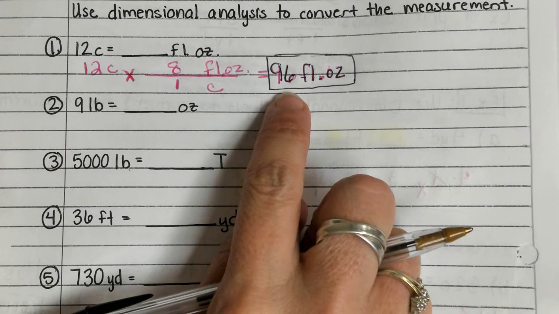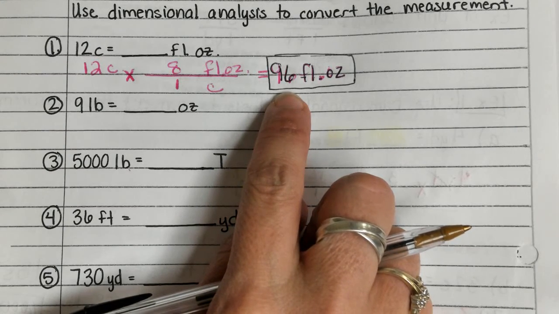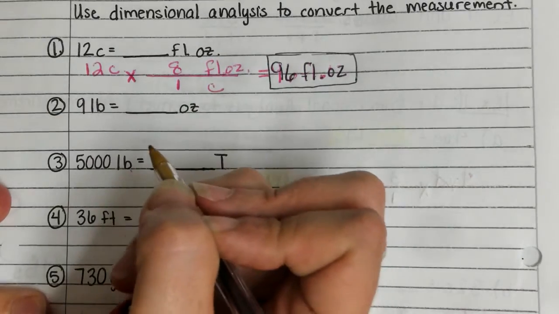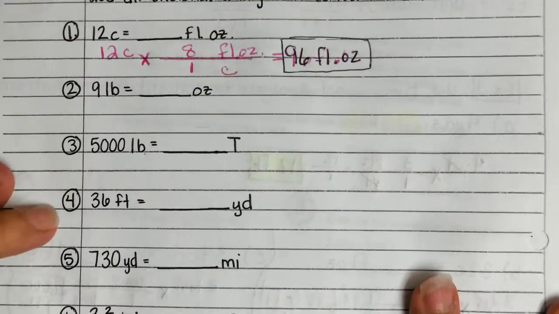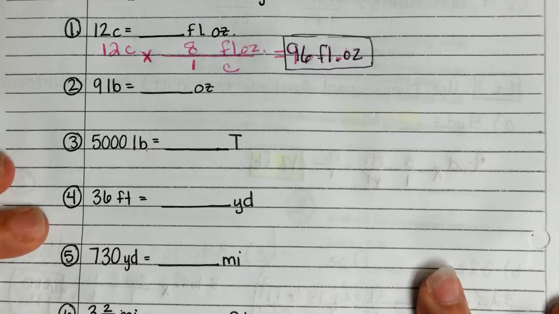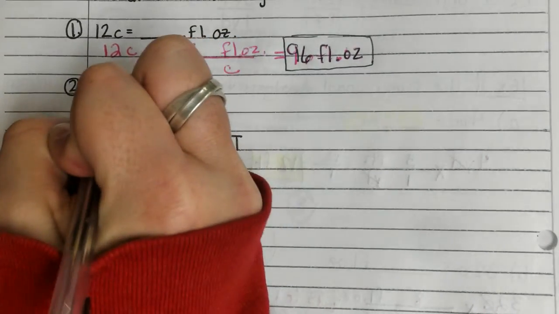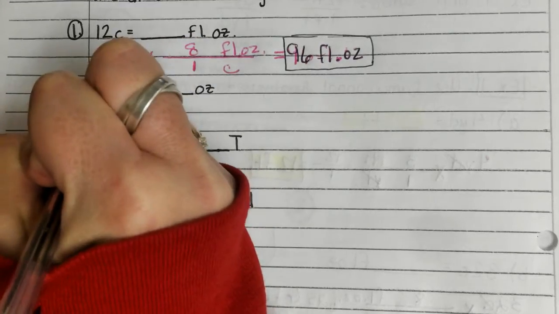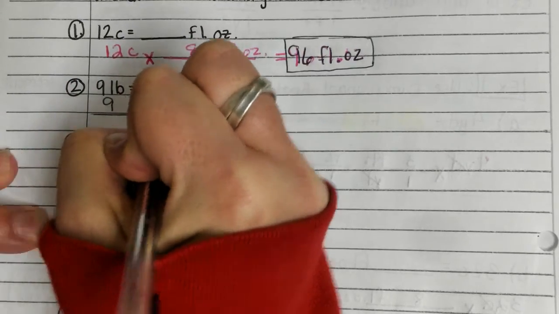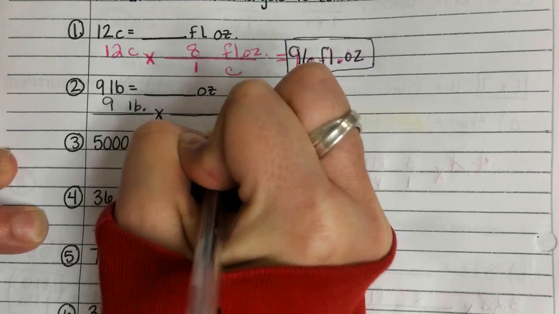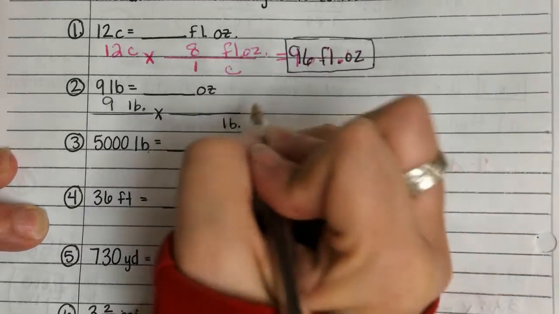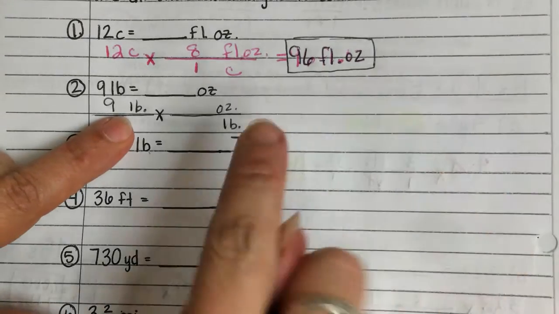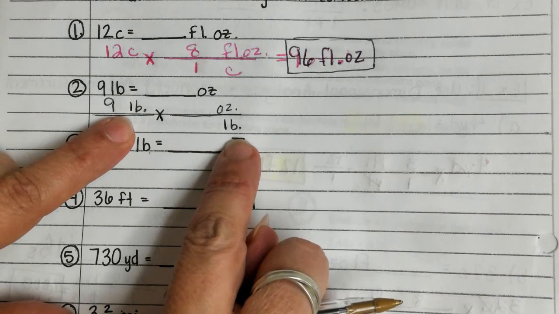Okay, so number 1, did you get 96? Yes. Good. Okay. Number 2, that is 9 pounds. Not 91. So if on the top is the LB, I need on the bottom is the LB.